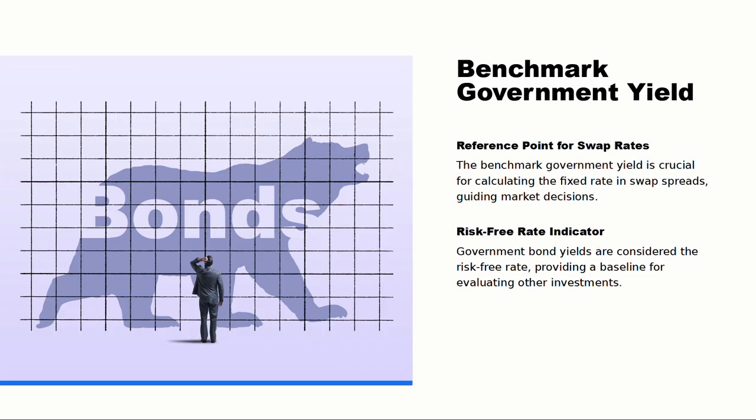Benchmark government yield. Reference point for swap rates. The benchmark government yield is crucial for calculating the fixed rate in swap spreads, guiding market decisions. Risk-free rate indicator. Government bond yields are considered the risk-free rate, providing a baseline for evaluating other investments.